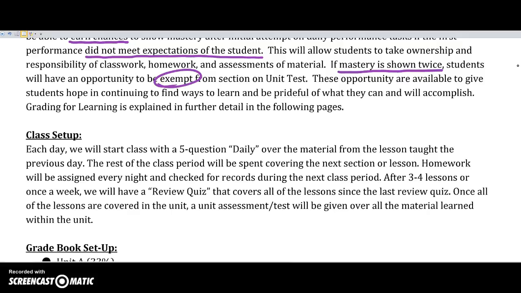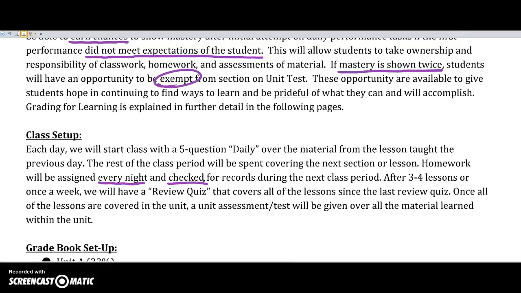So, classroom setup. Each day, students will come into the classroom and will be given a 5-question daily over the material from the lesson taught the previous day. So if we go over lesson 1 on Thursday, when they come in on Friday, they will take a daily from lesson 1 just to see if they understand the material. The rest of the class period will then be spent covering the next section, and as normal math classes do, homework will be assigned every night and checked for record during the next class period.